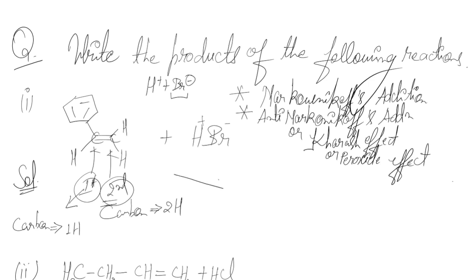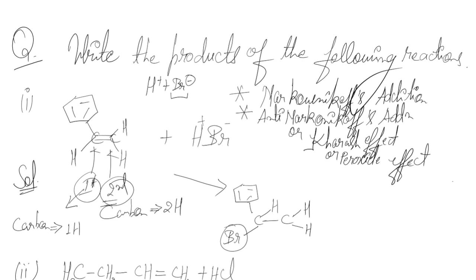What will be the product of this reaction? The phenyl ring will remain the same, and this carbon will convert into a saturated one. These two hydrogens will remain the same, but on the first carbon there is one hydrogen and the negative bromide will be attached. This is your final product. The addition of bromide to this carbon is due to the Markownikoff addition reaction.